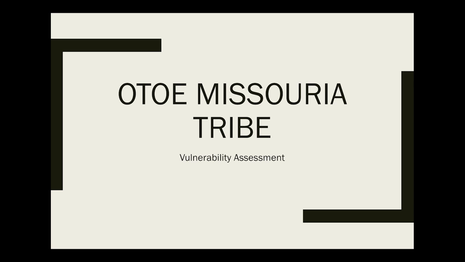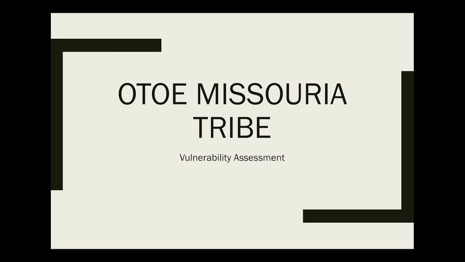Like many other tribes, the Oto-Missouri tribe is comprised of multiple units of government. These units focus on issues such as housing, water resources, emergency management, and the list goes on. Each of these entities is very busy serving its function in relation to the tribe.